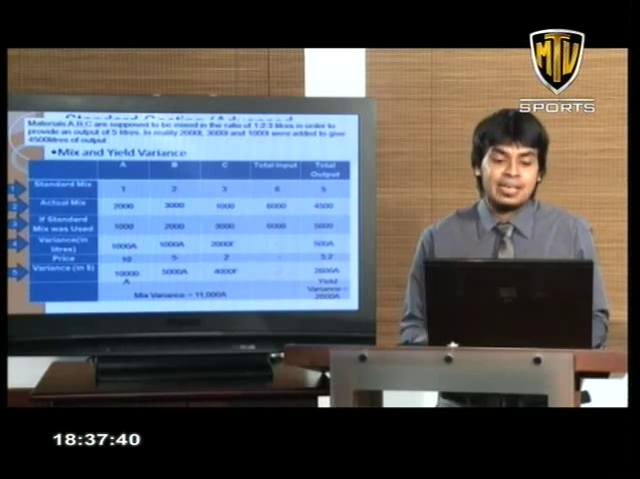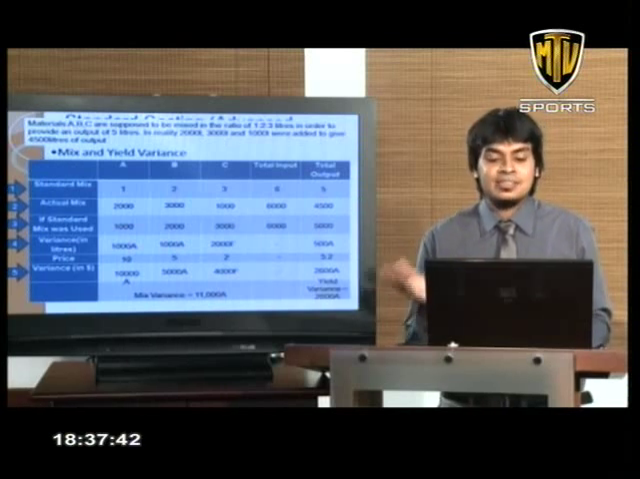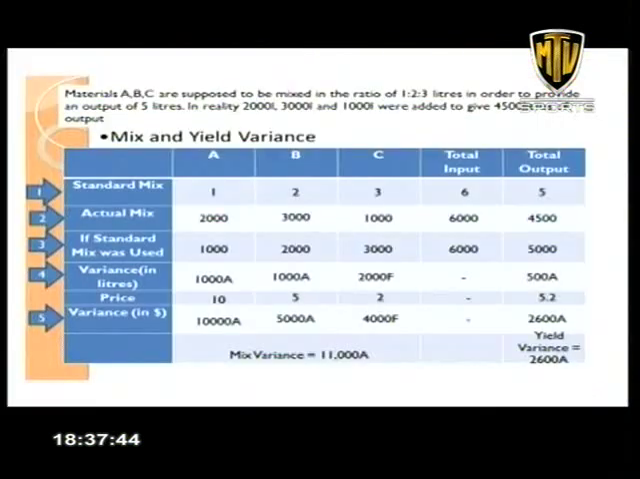by the respective prices. So let me assume that the prices are 10, 5 and 2 for materials A, B and C. So I multiply 1000 by 10, I end up with 10,000. I multiply 1000 by 5, I end up with a 5000 adverse. I multiply 2000 by 2, I end up with a 4000 favorable.